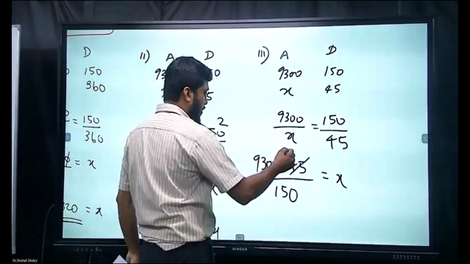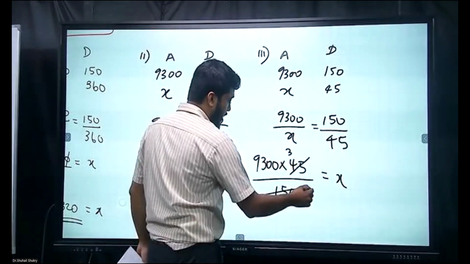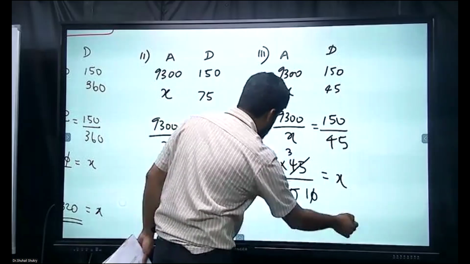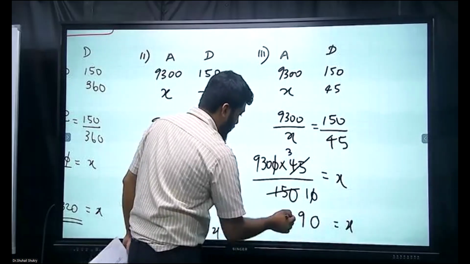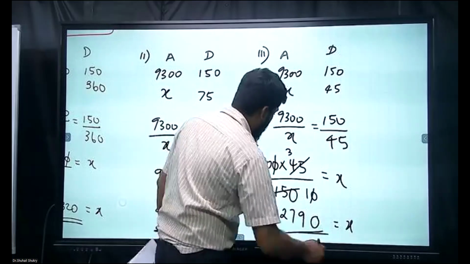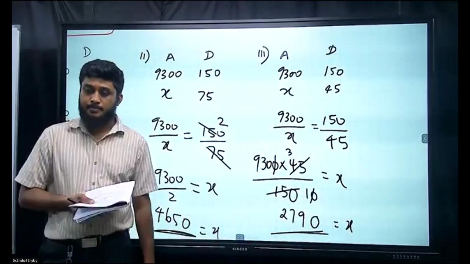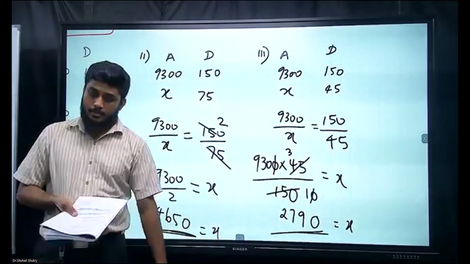So both are divisible by 15, make a 3, make a 10. So I can simplify this and this. So I will get the answer x as 2,790. I think you also should increase the multiplication speed like this, so that you don't waste your time.